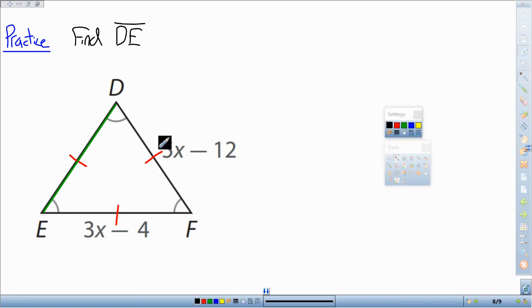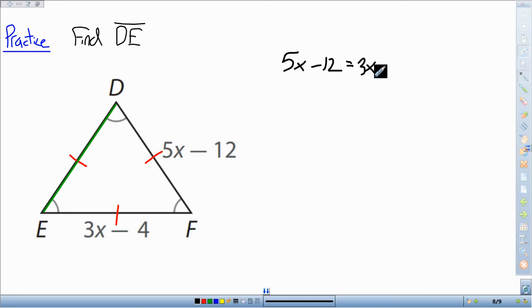Okay, so we figured out that these side lengths are congruent. Let's go ahead and set them equal. 5x minus 12 equals 3x minus 4. One thing I want to point out, guys, when we're talking about side lengths, I see this every year. Sometimes students will see side lengths and they'll go, oh, they add up to 180. No, remember, side lengths do not add up to 180. It's the angles of a triangle that add up to 180. So just be careful of that. So the side lengths are congruent, set them equal.